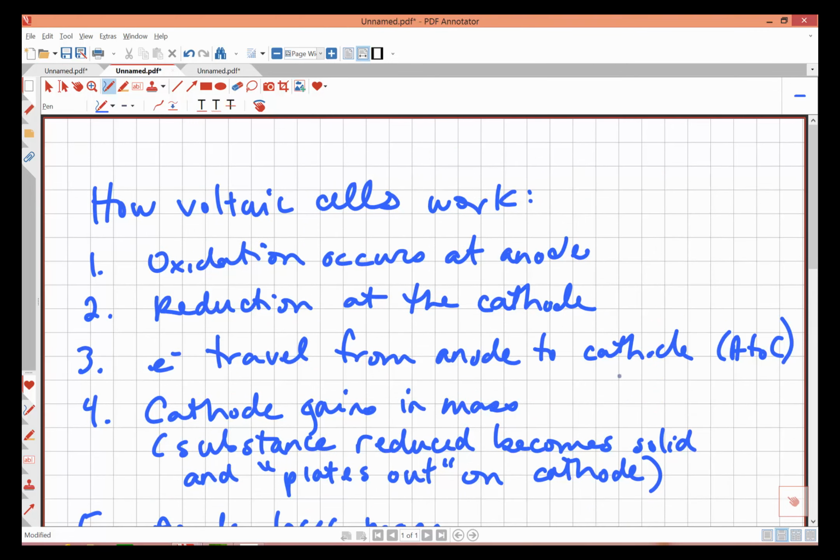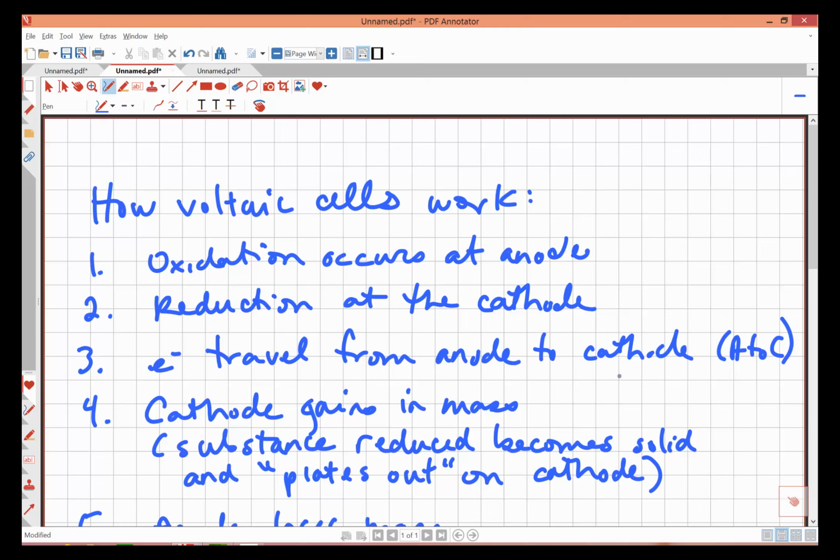So how voltaic cells work. A few key points to keep in mind. First of all, oxidation occurs at the anode. And the nice way to always remember that is just vowels. Oxidation, anode. Put the vowels together. Okay? Reduction occurs at the cathode. So there's two electrodes, oxidation anode, reduction cathode.